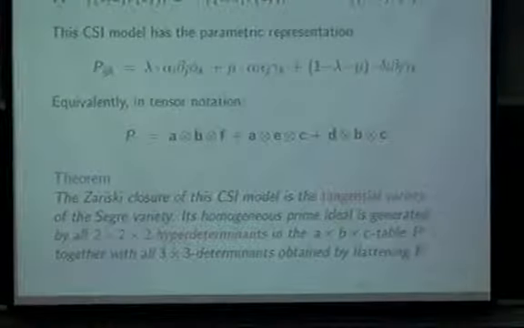And you can calculate the homogeneous prime ideal. It's quite nice. It's generated by the 2 by 2 by 2 hyperdeterminants inside the A by B by C Rubik's cube, together with the minors coming from flattening. So certainly we have to have the old relations, the 3 by 3 determinants that we had from flattening.